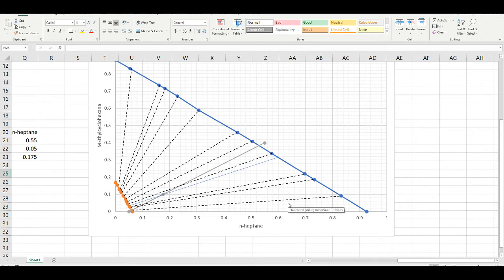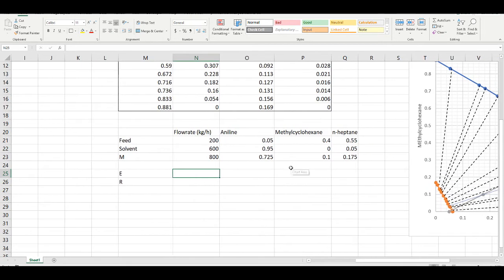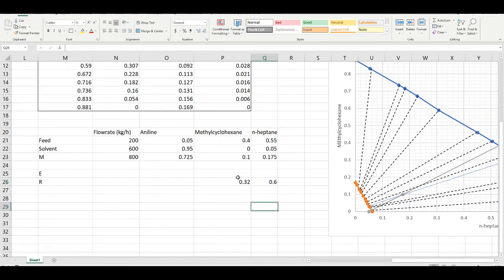it looks to me that the raffinate stream is approximately at the point 0.32 and 0.6. So the composition would represent methylcyclohexane. Methylcyclohexane is the y-axis, so this would be 0.32. And the N-heptane would be about 0.6. On the other hand, the extract is approximately 0.05 and 0.38, 0.03. So we can calculate the aniline because it's simply 1 minus the composition.